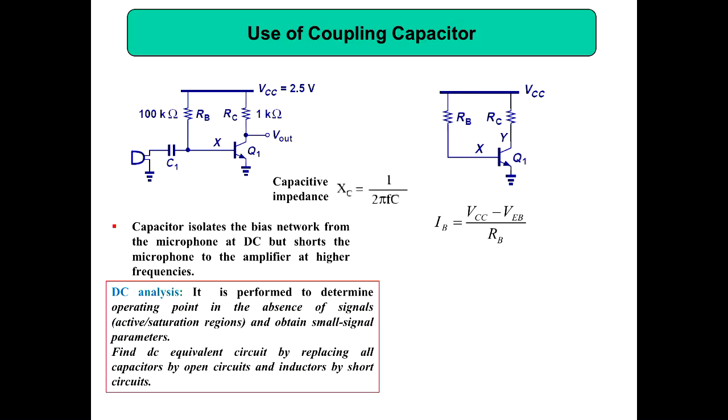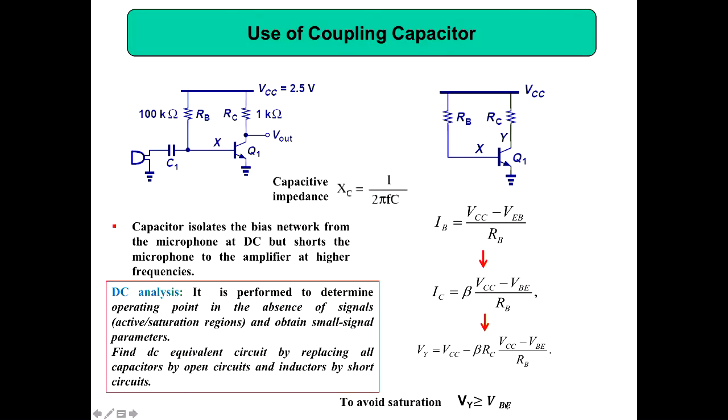IB equals (VCC minus VEB) by RB, and then you can get the IC value, then you can get VY or VCE. Then we know that the value VY or VC should be greater than or equal to VB to avoid saturation, which we already did. I'm just teaching you the terminology: when you have an amplifier circuit with a capacitor and a signal, you can do DC analysis first, set this RB and RC, and make sure that your amplifier is in the operating region.